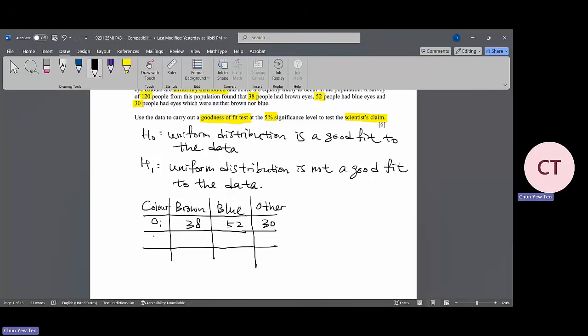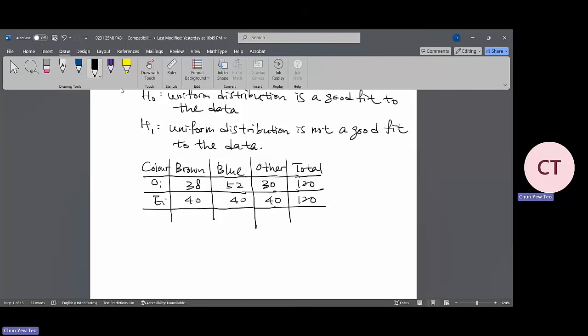So the expected frequency: the total is 120. If it's a uniform distribution, that means you just take 120 divided by 3, you get 40, and 40, and 40. The frequencies are all the same. Okay, so this is the table that we need to build.